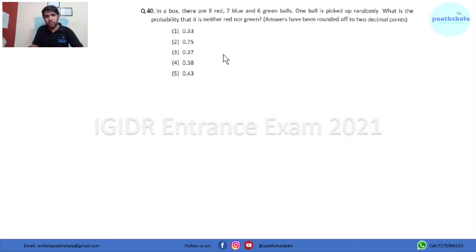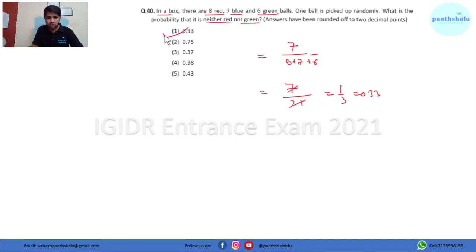So now let's move to the last question of the set in this series. So here in this case, it is saying that in a box there are 8 red, 7 blue, 6 green balls. One ball is picked up randomly. What is the probability that it is neither red nor green? So if it is neither red nor green, it must be blue. So favorable cases will be 7, and total number of cases will be 8 plus 7 plus 6. So this will be your probability, that will be 7 upon 21. So this is 1 by 3. So this will come out to be 0.33. So this is the option.